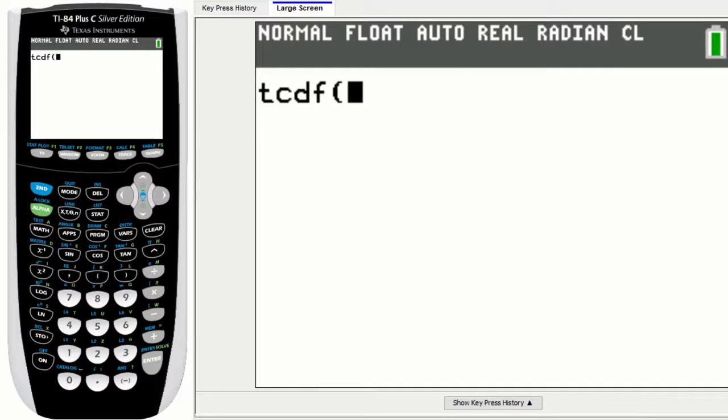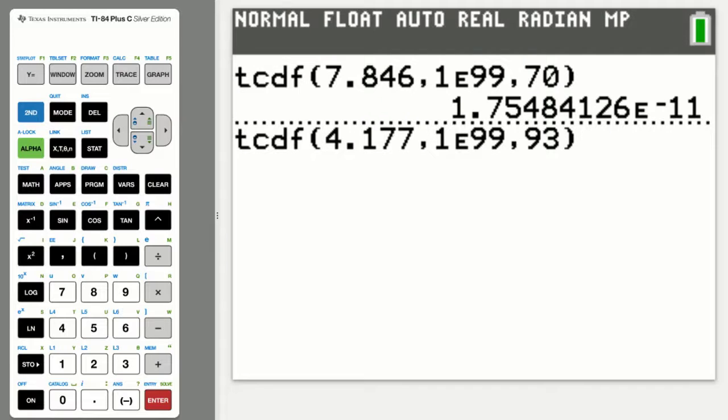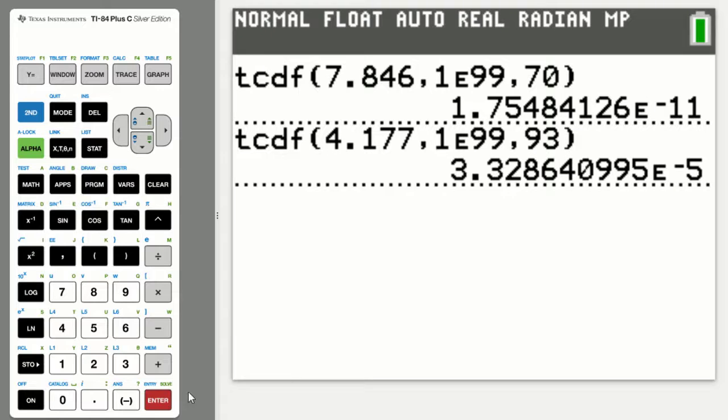So low end in our case is 4.177 positive and with a comma. And now the high end is 1E99. That's how the TI-83 and 84 calculator can understand an infinite upper end here. And then now we're going to hit another comma and with the degrees of freedom 93, and close the parentheses. And so now both versions of the calculator should be able to land into the final answer.